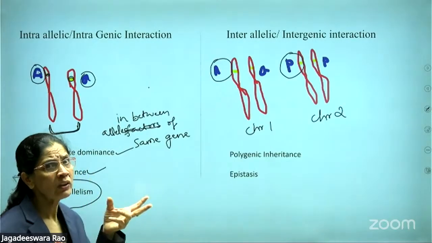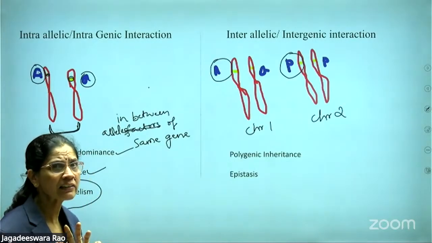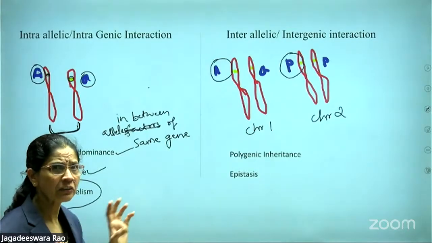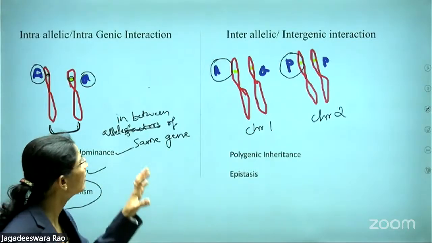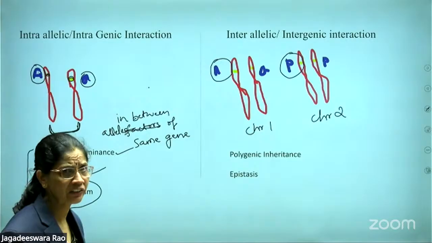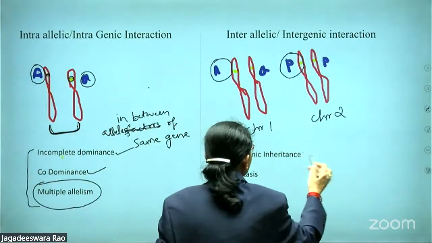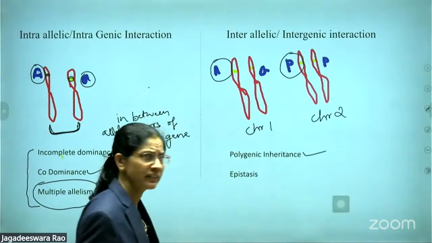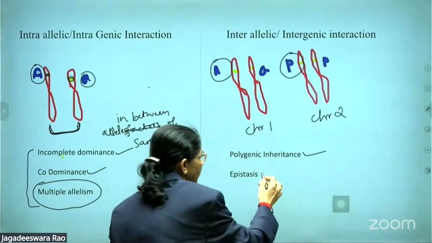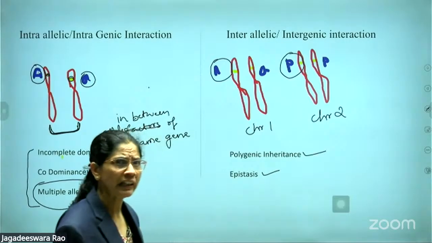That means between two genes. Alleles of two genes. Interaction between the alleles of two genes, there is a type of interaction. Yes, that shows two phenomena, that is polygenic inheritance and epistasis. This we will learn in the later classes.